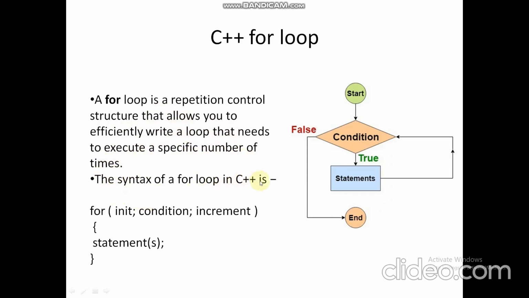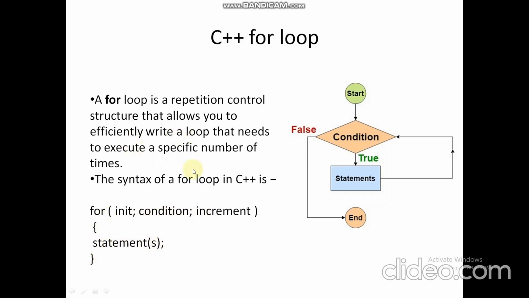The syntax of a for loop in C++ is for, with init, condition and increment. Init will initialize a variable, and the condition will put a restriction that checks whether the given condition is true or false. The increment or decrement operator will increment or decrement your variable so that it keeps executing the number of times given in the condition. The statements will be inside the curly braces.